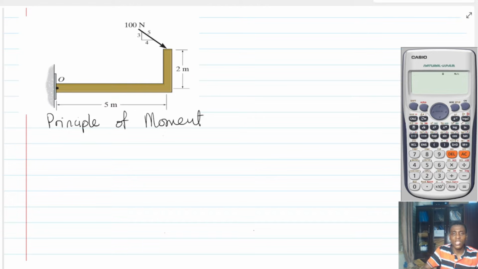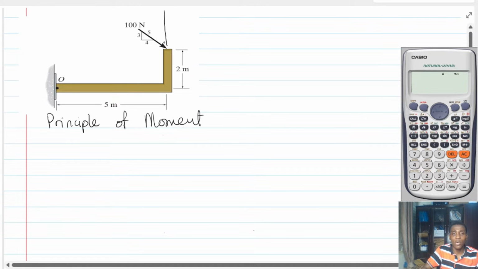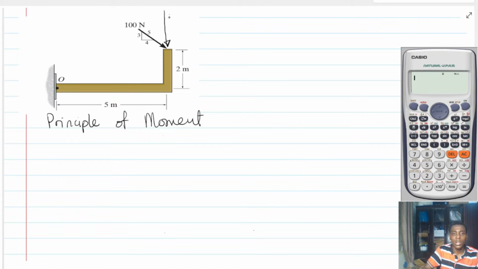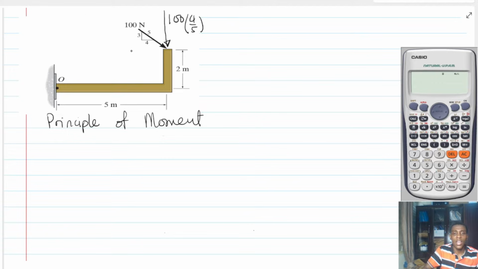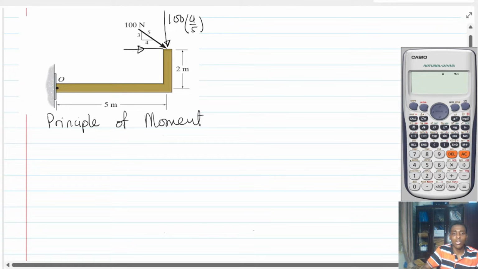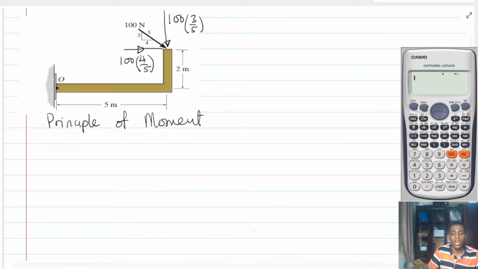So if I resolve this force, the Y component is going to be what? 100 multiplied by 4 on 5. And the X component is going to be 100 multiplied by, no, the Y component is going to be 3 on 5. And the X component is going to be 4 on 5.